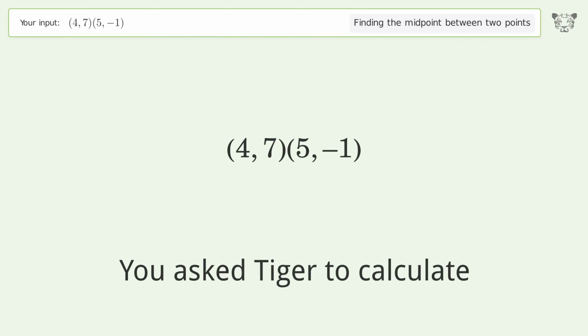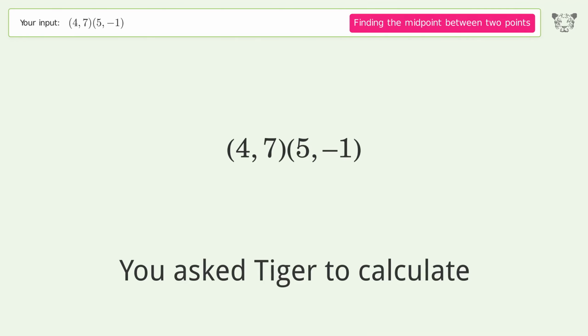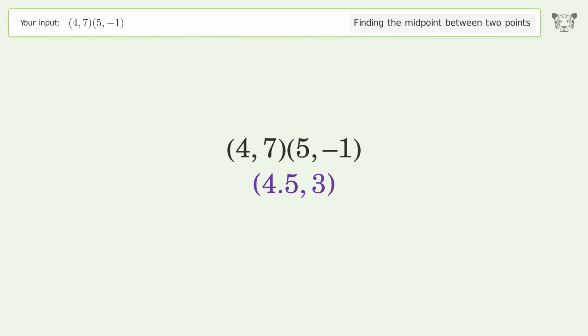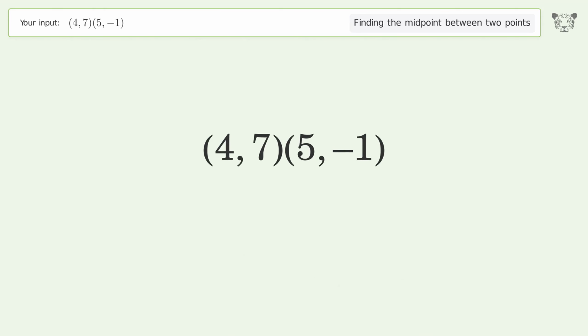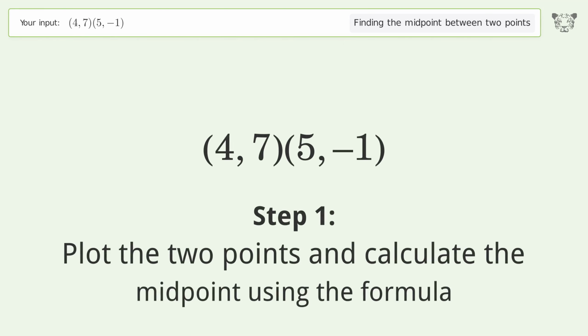You ask Tiger to calculate. This deals with finding the midpoint between 2 points. The midpoint between the 2 points is (4.5, 3). Let's solve it step by step. Plot the 2 points and calculate the midpoint using the formula.